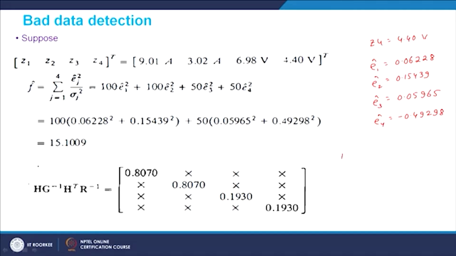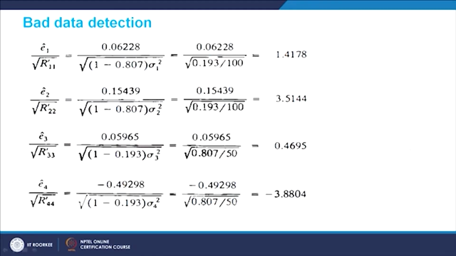So, these were the values, and now when I put these values, I get that f hat is 15.1009, and 15.1009 is much greater than 9.21. So, then therefore, bad data is detected. So, now the question is, how do I find out which one is the bad data? So, for that what we do is we actually calculate.